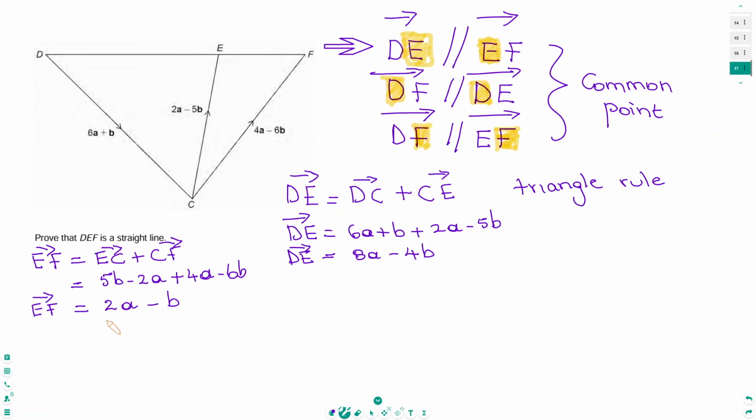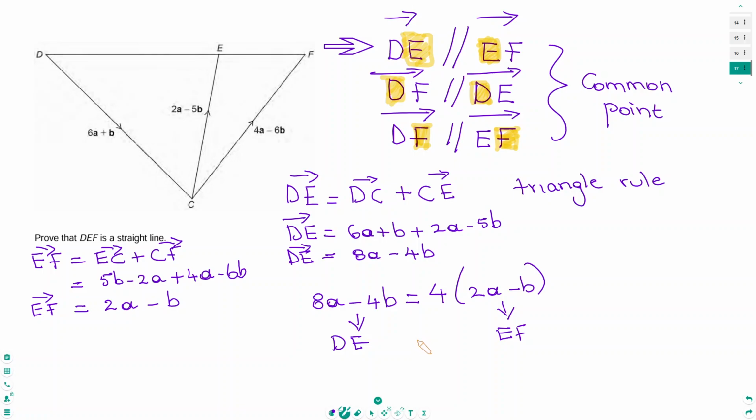Now, two vectors are parallel only if they can be expressed as multiples of each other. So we try to express the vector DE as a multiple of the EF. So let's check and find the scale factor. The 8a minus 4b is equal to 4 bracket 2a minus b. Therefore, this is the vector DE and this is the vector EF.